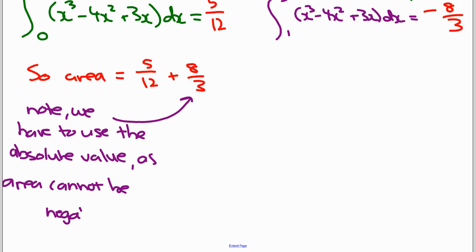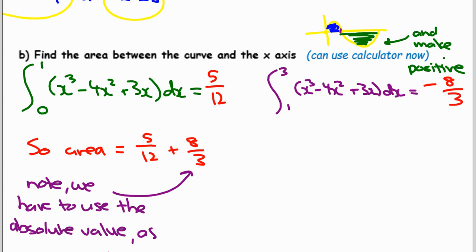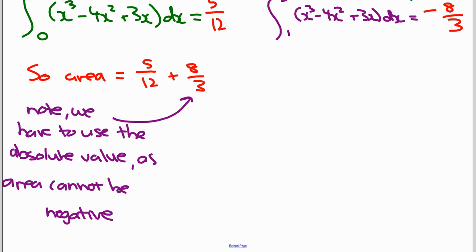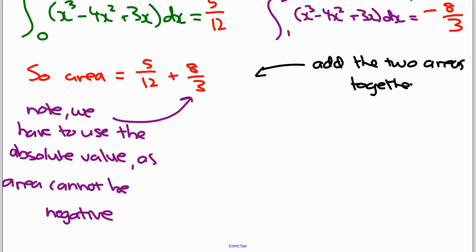Feel free to add some extra notes too, like, for example, we need to work out each area separately and add them together. So maybe I'll write that here: add the two areas together to get the total area. So when you look back, you understand what you're doing.